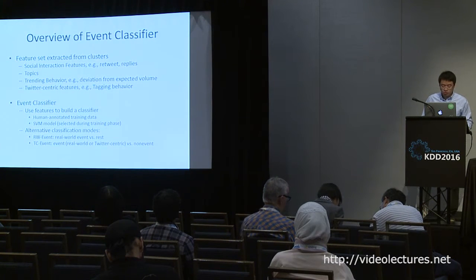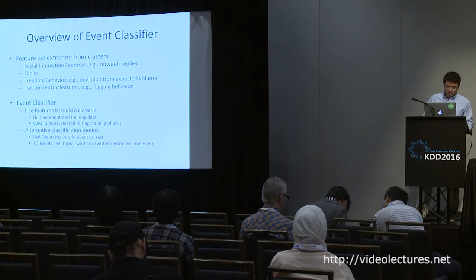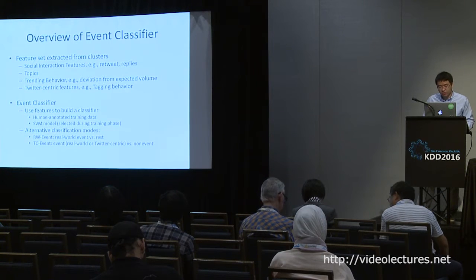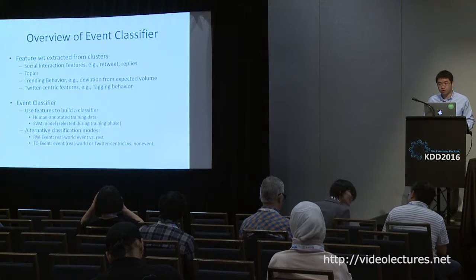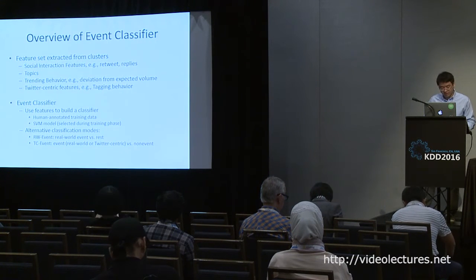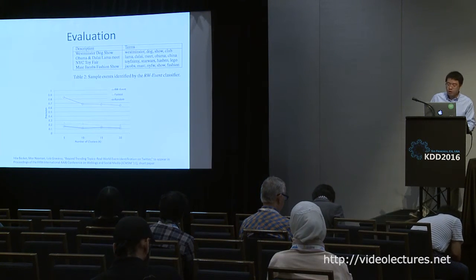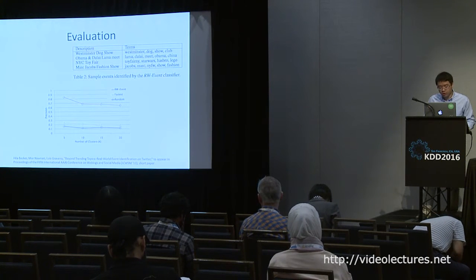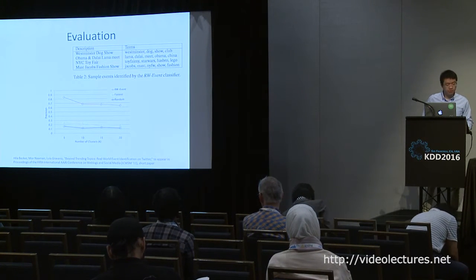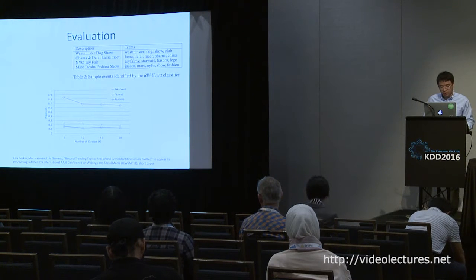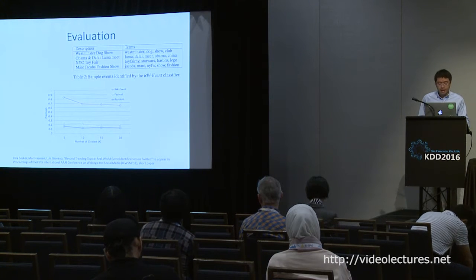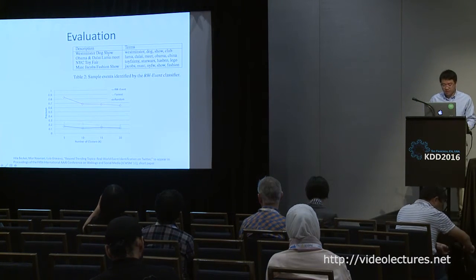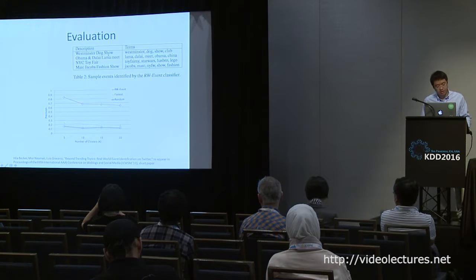In their paper, they use an SVM with human-annotated training data. But other classification models can also work, such as one-versus-all or one-versus-any. Okay. And here is the evaluation of the performance of their event detectors. In general, they find that they can achieve very high precision and recall. I also put some sample events identified by their classifiers.